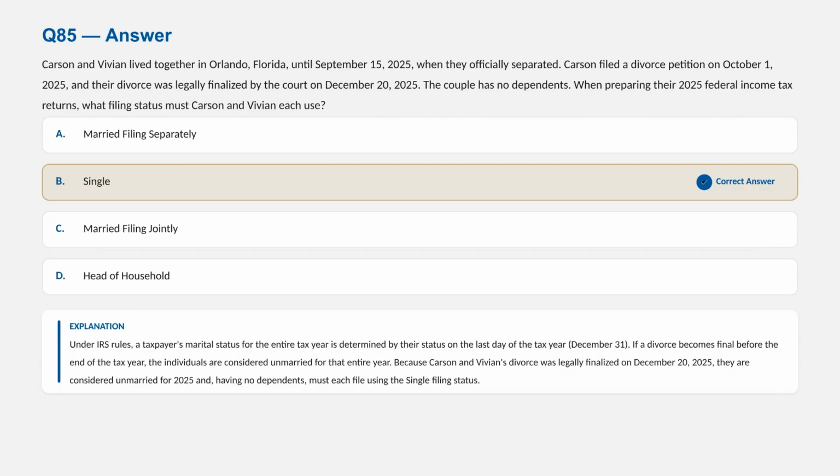The correct answer is B. Single. Under IRS rules, a taxpayer's marital status for the entire tax year is determined by their status on the last day of the tax year, December 31st. If a divorce becomes final before the end of the tax year, the individuals are considered unmarried for that entire year. Because Carson and Vivian's divorce was legally finalized on December 20th, 2025, they are considered unmarried for 2025 and, having no dependents, must each file using the single filing status.